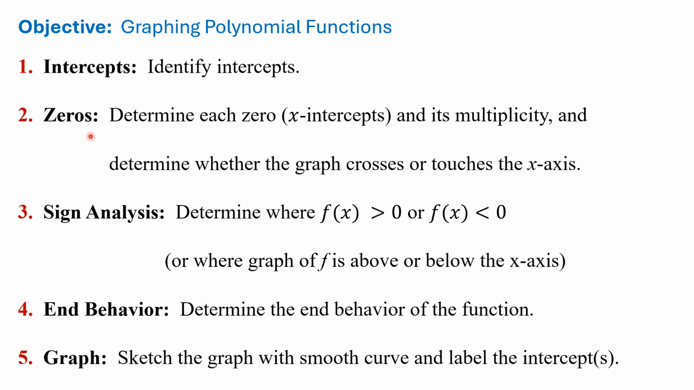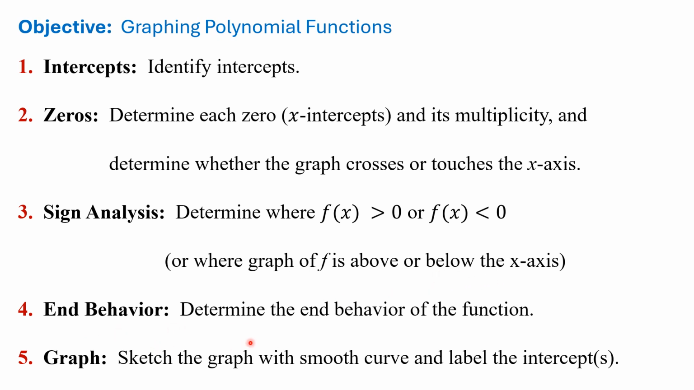Second, determining the zeros of the function, and these zeros are called x-intercepts, and their multiplicity, and determine whether the graph crosses or touches the x-axis. Third, determine where the function is greater than 0 or where the function is less than 0. It means we will determine where the graph of the function is above or below the x-axis.